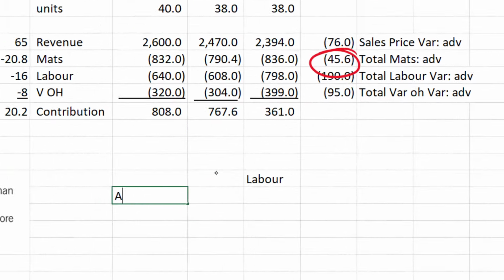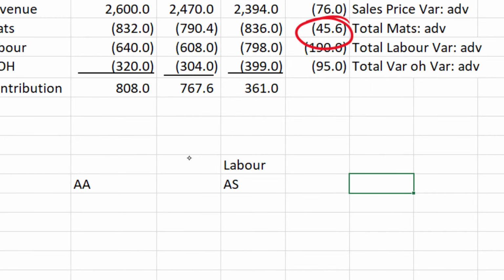I'm going to go AA, AS, SS. However, we're talking about labor, so now I just change it out. Actual hours, actual rate, actual hours, standard rate, standard hours, standard rate. If you want to pause the video now, see if you can get it on your own. Pause the video, take a moment. It works exactly as the materials variance did. So pause, try it on your own.